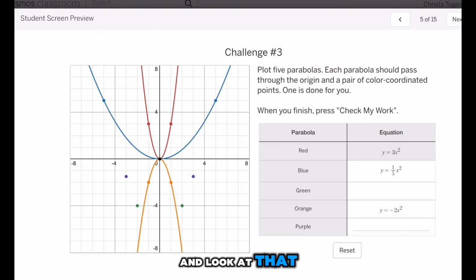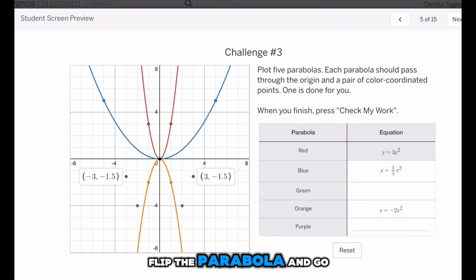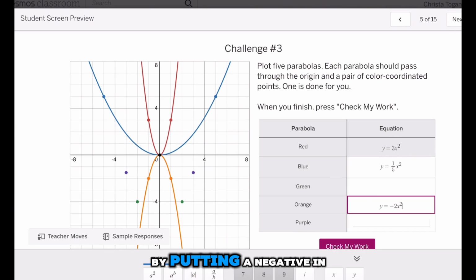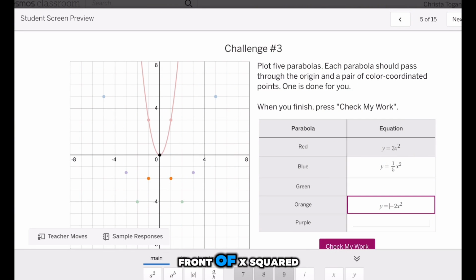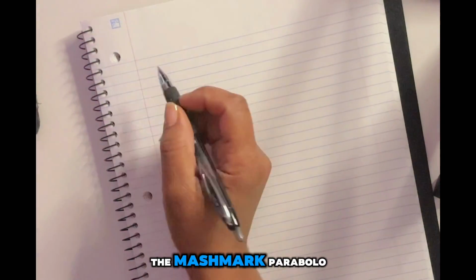And look at that. Now your job is to flip the parabola and go through those dots. How did we flip the parabola? Let's just go back to that again. How did we flip it? By putting a negative in front of x squared. Okay, so this is for the Match My Parabola activity.